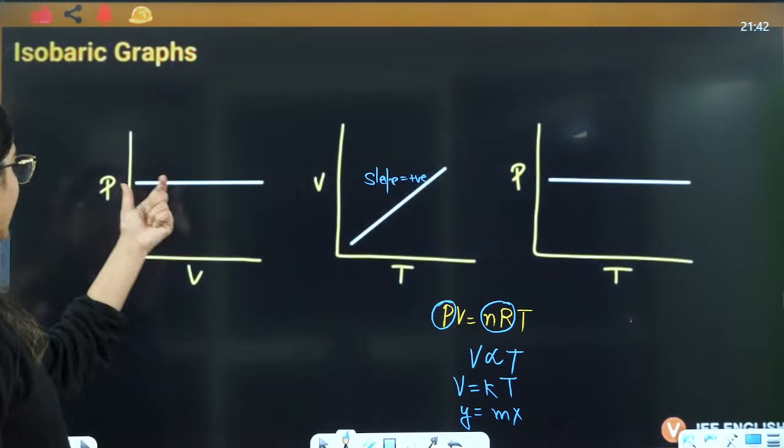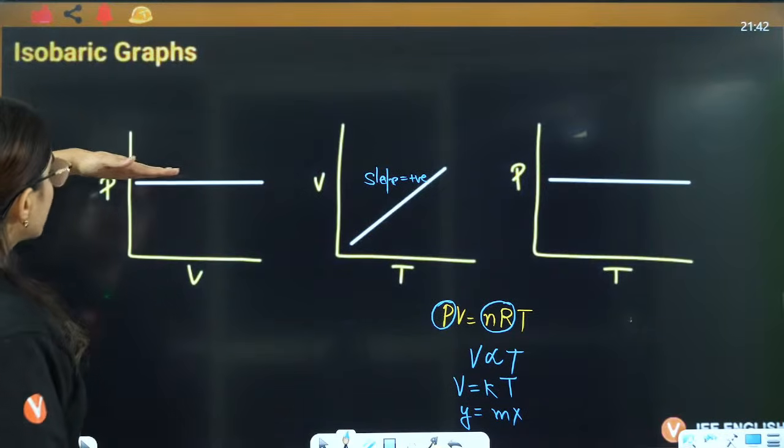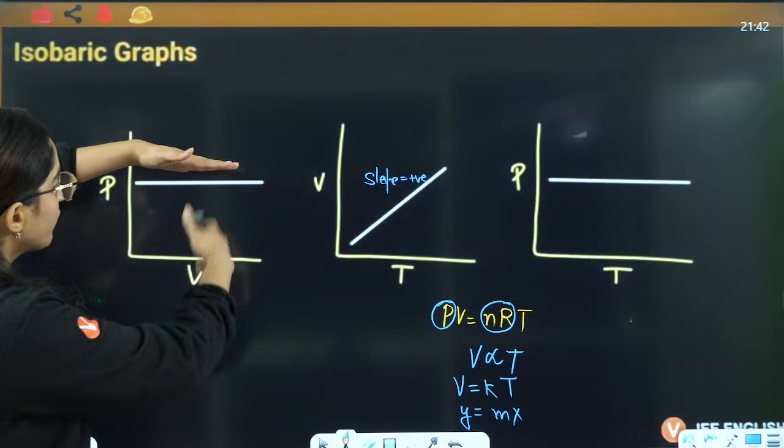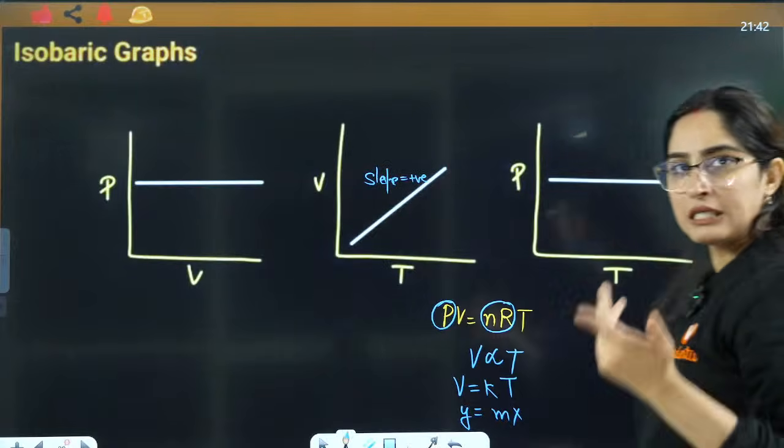Now if I say that pressure with volume, because pressure is constant, so this will remain constant and volume will change. Here pressure is constant and temperature will change, right?